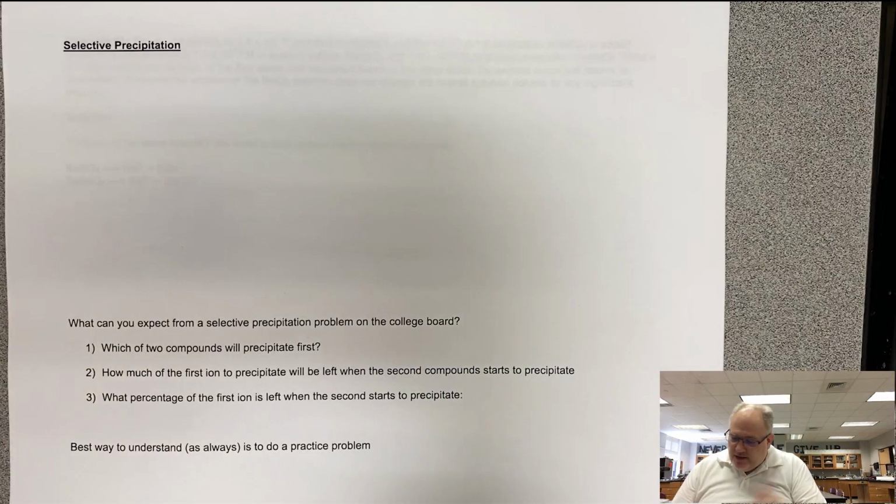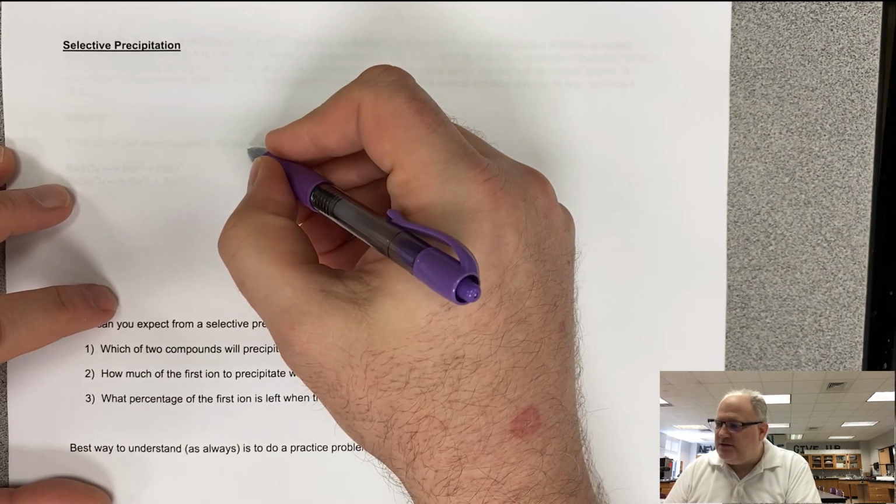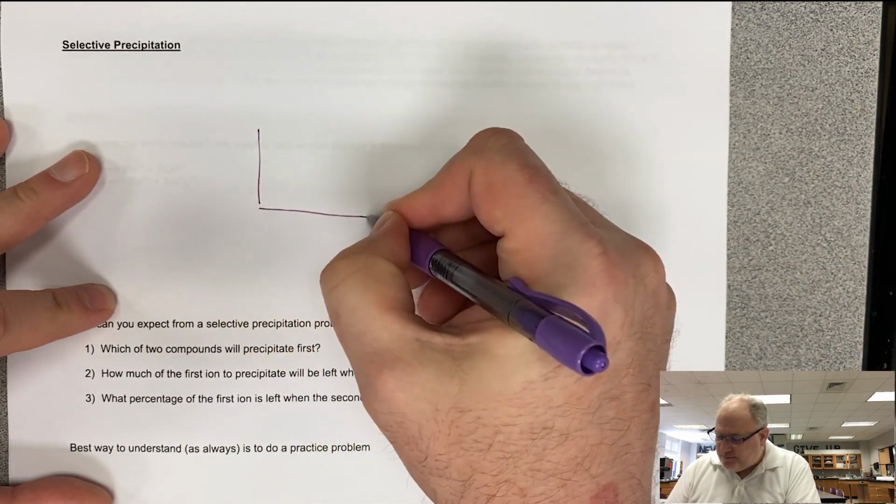So what we're going to start talking about right now is selective precipitation. And what that is, is when you have two ions that are sitting there, and then you throw an ion into that solution that both of them want to precipitate out with, one of the two of them is going to precipitate out first.